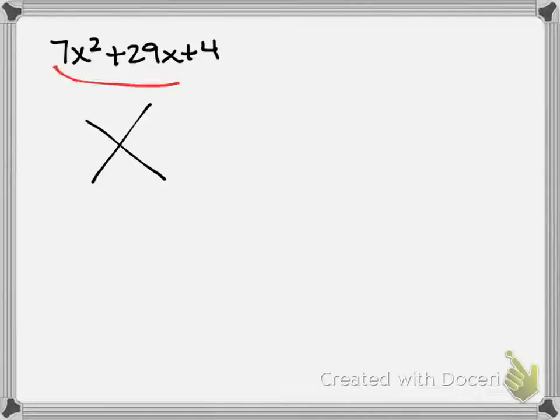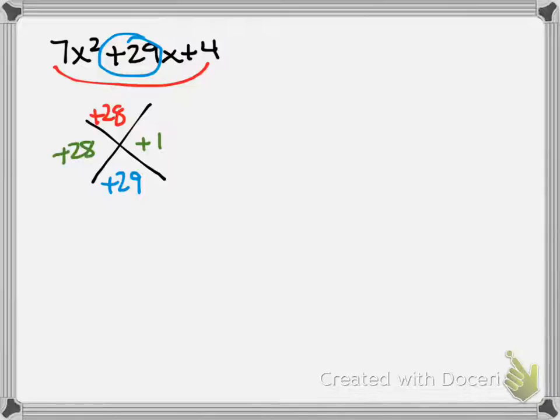What's my product? Positive 28. We always need to get signs. Then we're going to look at the middle term, and we get positive 29. Okay? Now, what are 2 numbers that multiply to give me 28 and add to give me 29? Okay, we get 2 of them, and they're both positive, right? Positive 28, positive 1. For some reason, those are always the factors people forget to think about, the obvious ones, right? But here comes the complication.